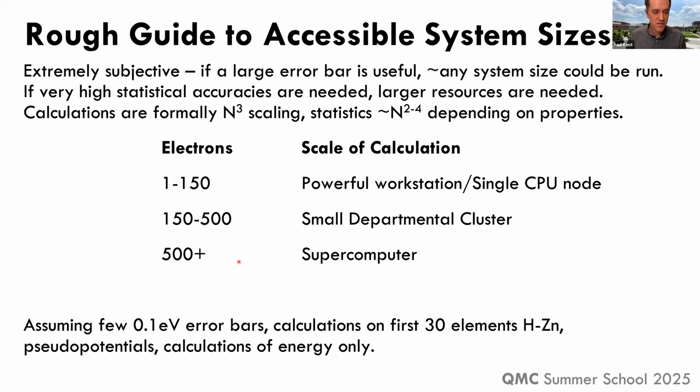And then finally, of course, if you have, I put here like 500 electrons, or alternatively, if you want a really small error bar, yes, it's really worth having supercomputer time. The point I wanted to make here is that, of course, yes, the calculations become more expensive as the electron count goes up, but there's a huge amount of science that nowadays fits on very accessible computational resources.